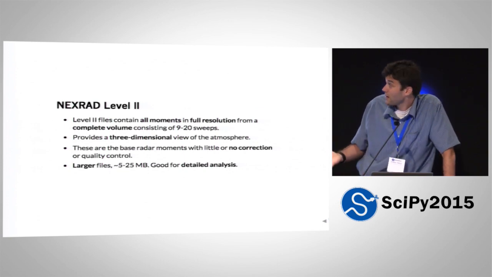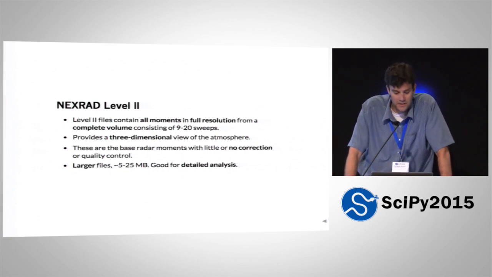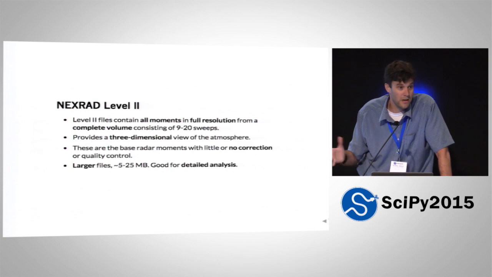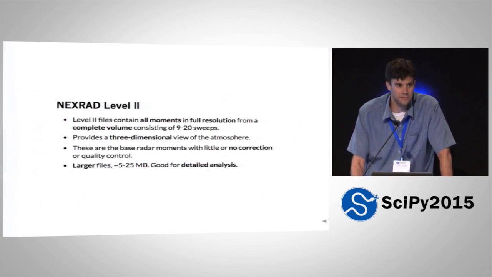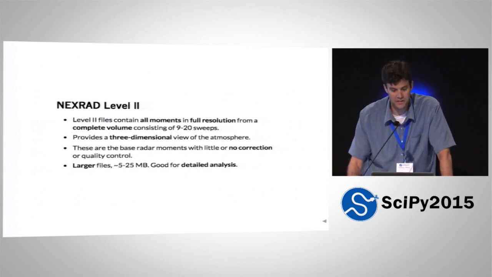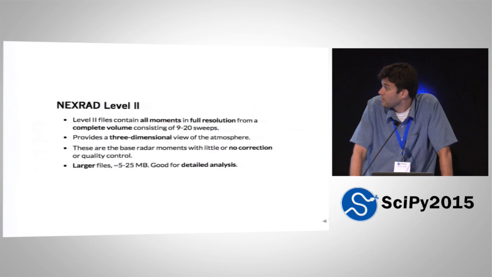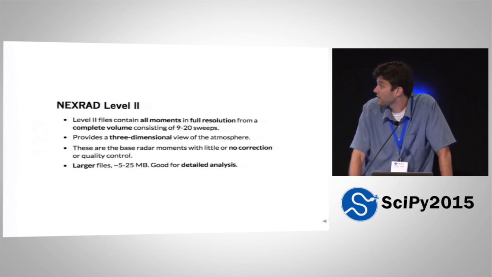So NEXRAD also comes in Level 2 data. These are larger files, 5 to 25 megabytes in size, compressed. But they contain all the moments at full resolution and a complete sweep. So 9 to 20 scans, basically, around a region. So this provides a real three-dimensional view of the atmosphere.